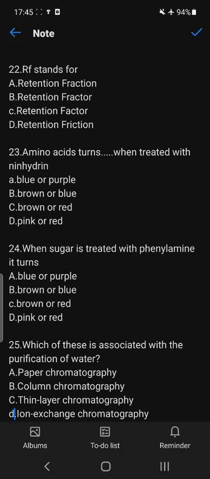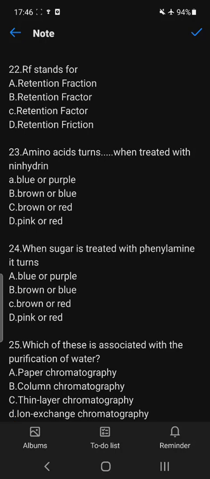Number 23, amino acids turn dash when treated with ninhydrin. It turns blue or purple when treated with ninhydrin, and that is option A. Number 24, when sugar is treated with phenylamine, it turns brown or red. Number 25, which of these chromatographic procedures is associated with purification of water? It has to do with water purification.